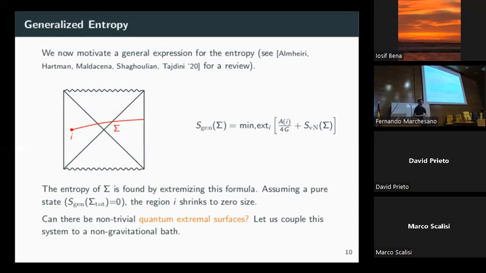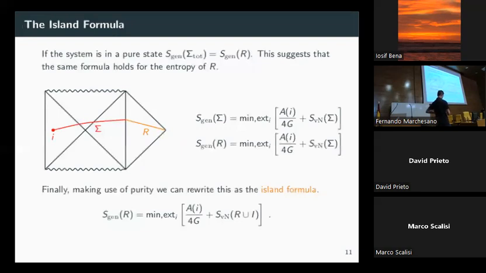But now, of course, we're interested in understanding if there could also be non-trivial quantum extremal surfaces. And for that, it's useful to consider coupling to a bath region. Okay, so now we can define the entropy of some non-gravitational region R. If the system is still in a pure state, this suggests a similar formula for the generalized entropy of region R. Because if we have a trivial quantum extremal surface and this sigma slice covers the entire region, then that entropy should be equivalent to the entropy of the radiation region R if we're working in a pure state.